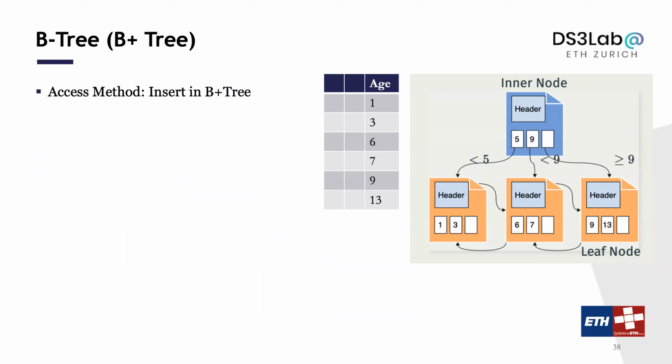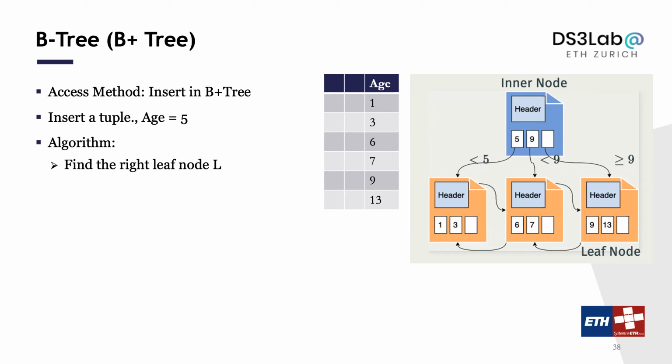So you can actually do insertion in a B-plus tree. For example, you can insert a tuple into a B-plus tree. The algorithm is as follows: you first find the right leaf node L by just traversing the tree, and then you put the data in L.